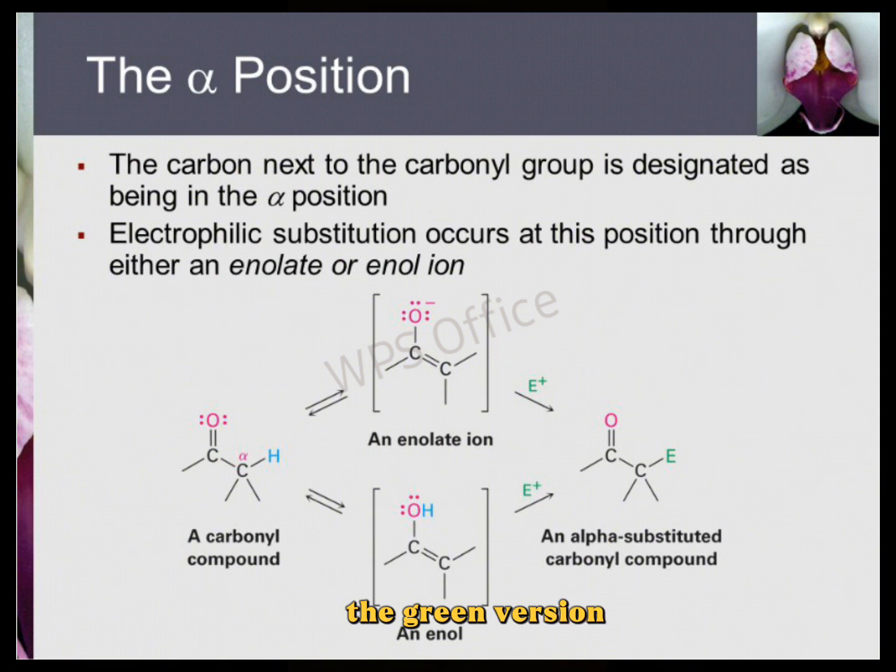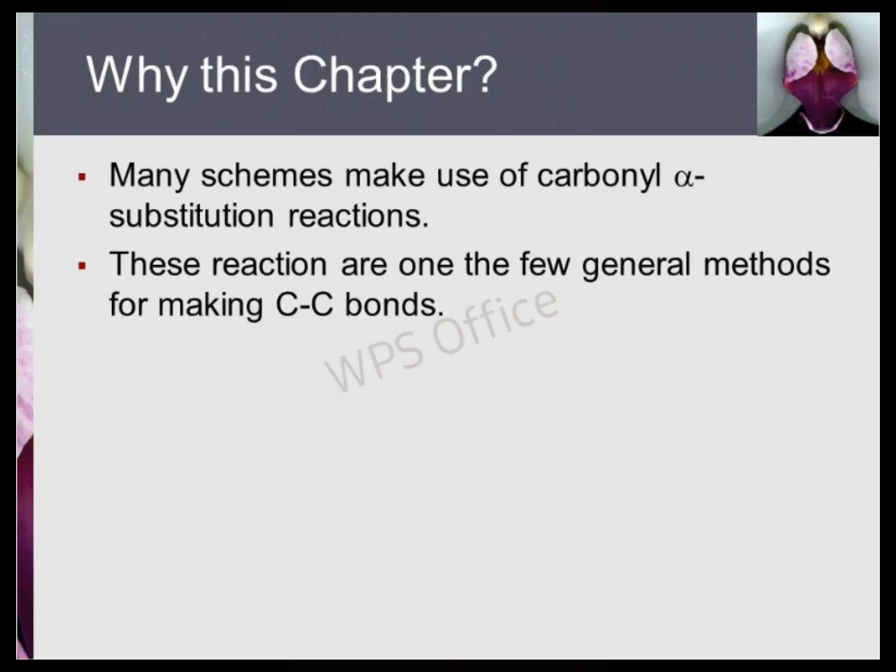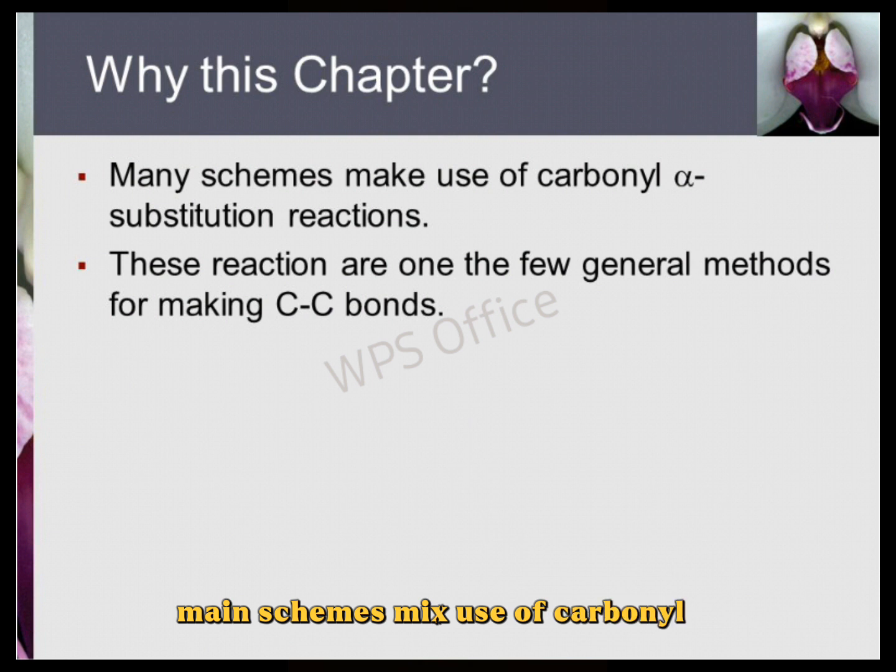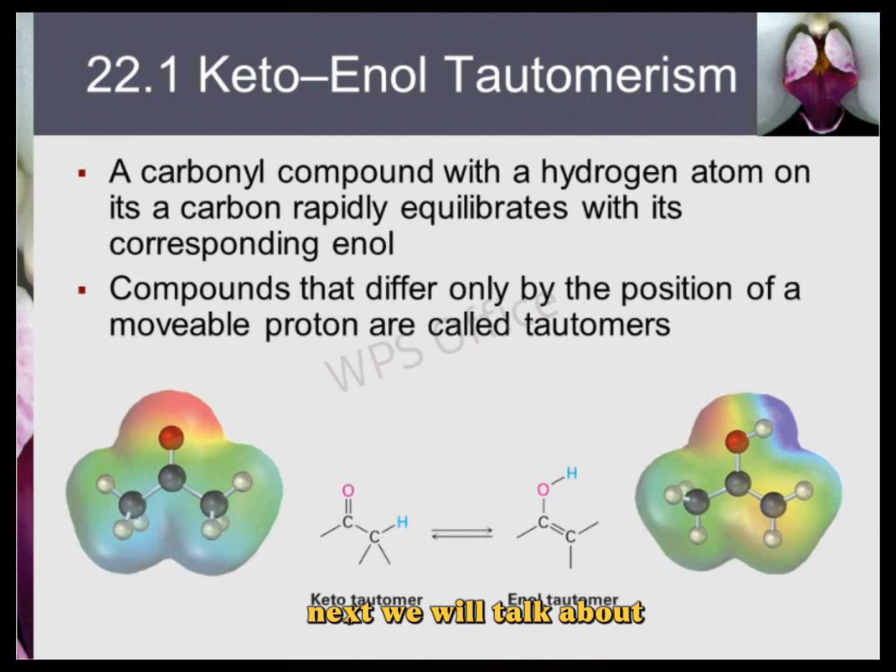The green portion, which has a positive sign, is the electrophilic ion. Many schemes make use of carbonyl alpha substitution reactions. These reactions are one of the few general methods for making carbon-carbon bonds. Next, we will tackle keto-enol tautomerism.